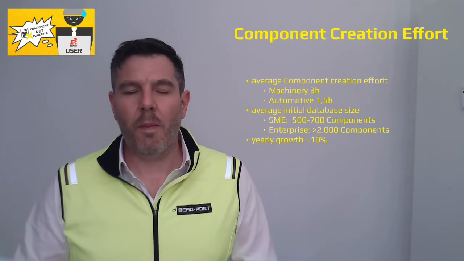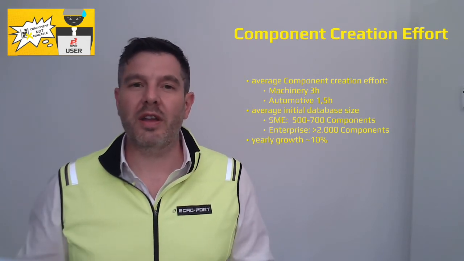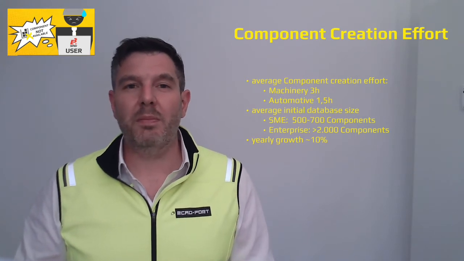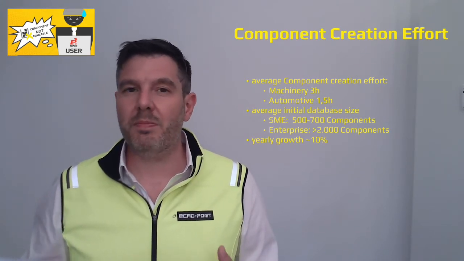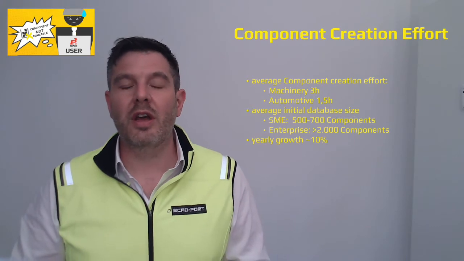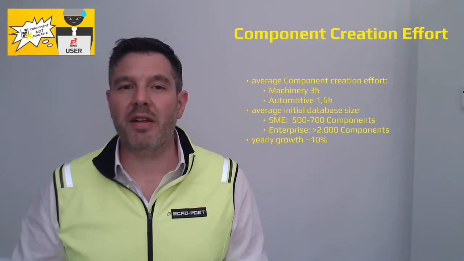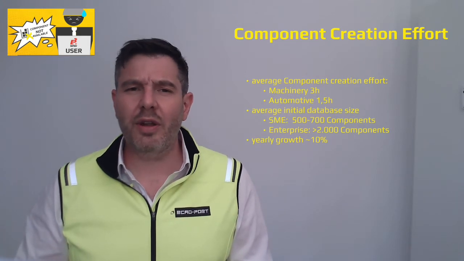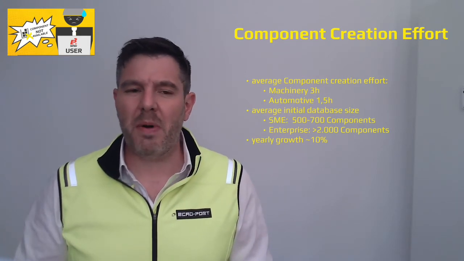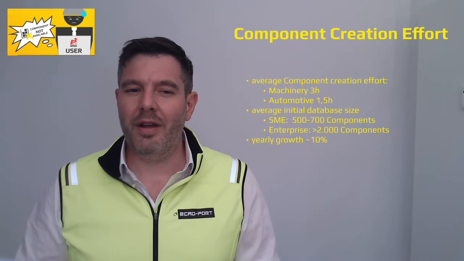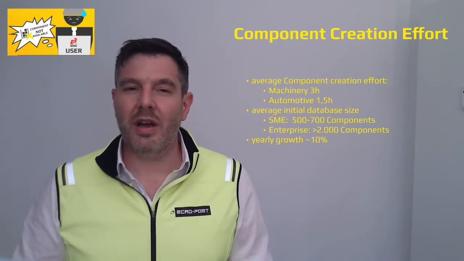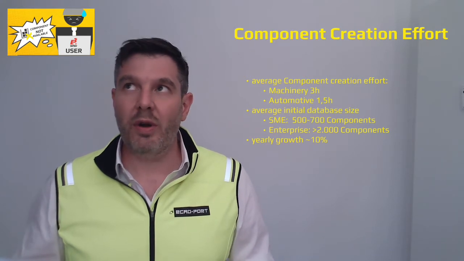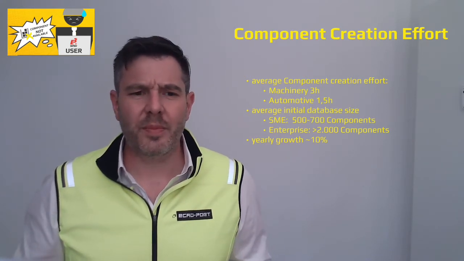Depending on the size of the company, the size of the component database will also differ. Typically a small and medium economy needs about 500 to 700 components, and the enterprise demands 2000 components. Doing a rough calculation in your mind, it will end up with a really massive workload for something where you don't get value out of it.